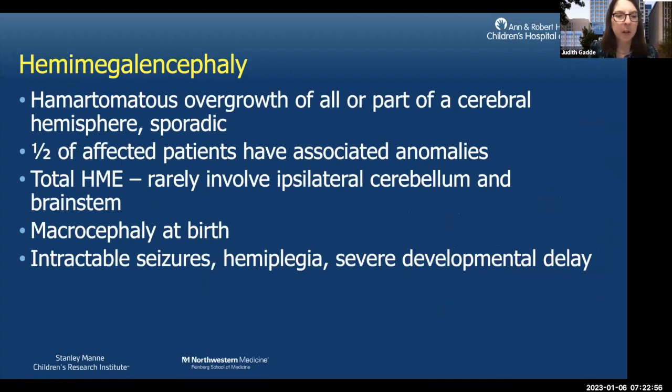You can have total hemimegalencephaly, which is more rare, but you can have involvement of the ipsilateral cerebellum and brainstem. I have not personally seen this in practice yet. And these patients will often present with macrocephaly at birth. So that will be one hint that it could be hemimegalencephaly is macrocephaly. And of course, these patients can present with seizures, but they can also have hemiplegia and severe developmental delay.